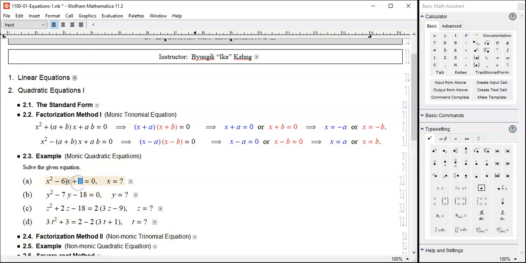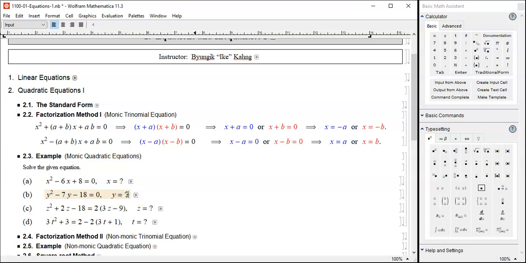Factors of 8 that add up to -6. You see, this is positive, so we have two of the same sign. -2, -4. Let's go to the next problem. Factors of -18 that add up to -7. That's what you're looking for. Now we have two opposite signs here. This is -18.